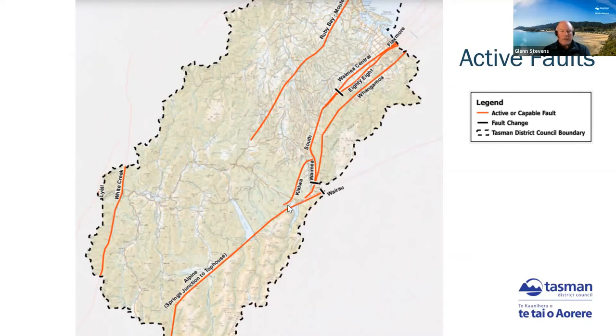In the far west there, you can see the White Creek Fault. That was the one that resulted in the Murchison earthquake. So these regional faults, even though they're mostly outside of our district, are ones that we still need to be mindful of. And there's also a very small part of the Lyell Fault there, but most of that is just outside our district.